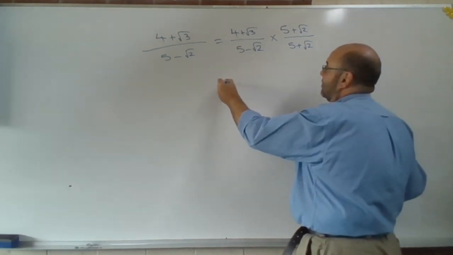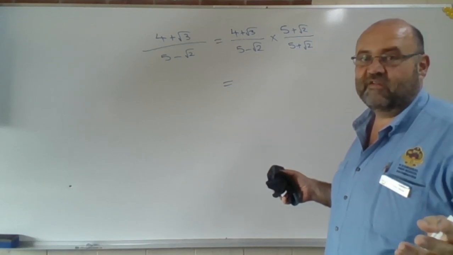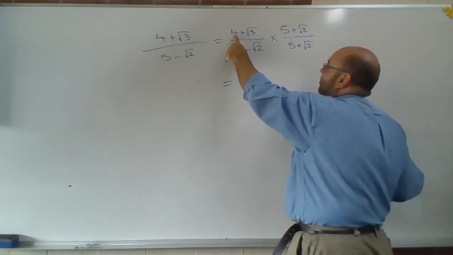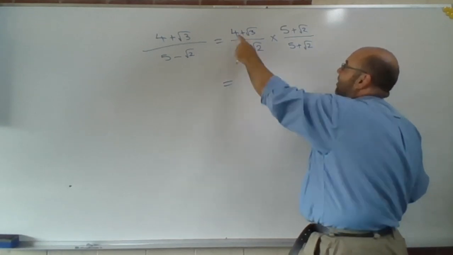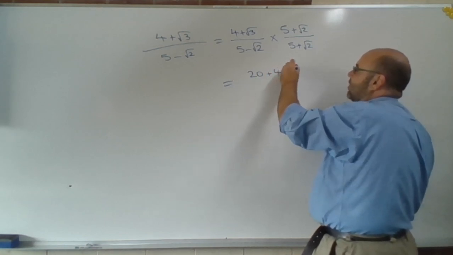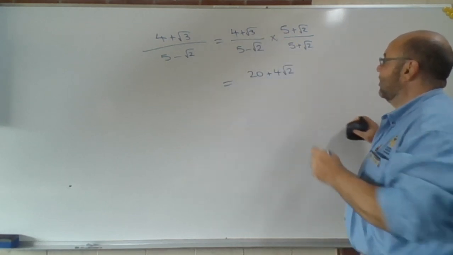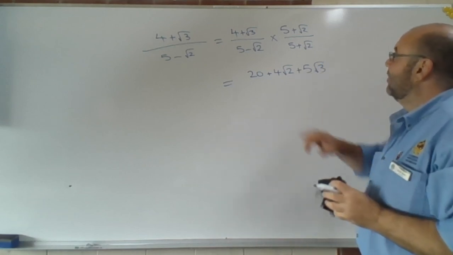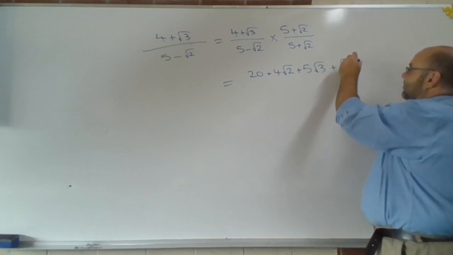So on top, look at this, I just got a binomial product. That's exactly what we did in the last exercise in 4D. And so over here I've got 2D, so exercise 2D. So over here I've got 4 times 5. 4 times 5 is 20. 4 times, times root 2, sorry, is 4 root 2. Root 3 times 5 is 5 root 3. Root 3 times root 2 is root 6.